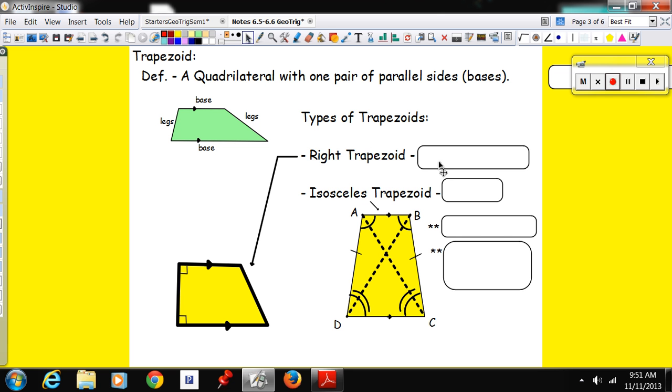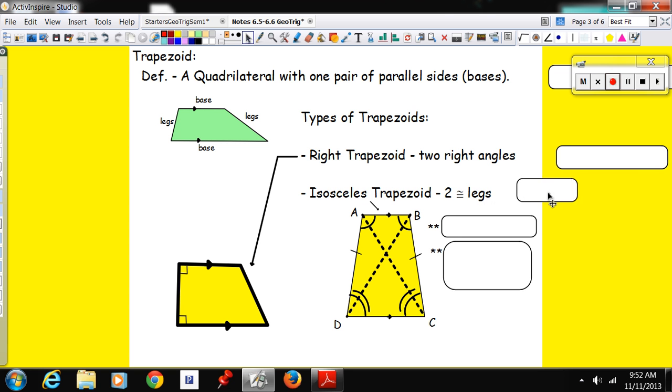We have what we call a right trapezoid. A right trapezoid is going to have two right angles, still going to have parallel sides, and it's going to have one that's not parallel to this side. So you can still see the bases are never going to be the same length. We also have what we call an isosceles trapezoid right here, where you've got two congruent legs. So you've got this leg AD congruent to this leg BC. That's called isosceles. Just like anytime you have two congruent things, you're going to have isosceles.